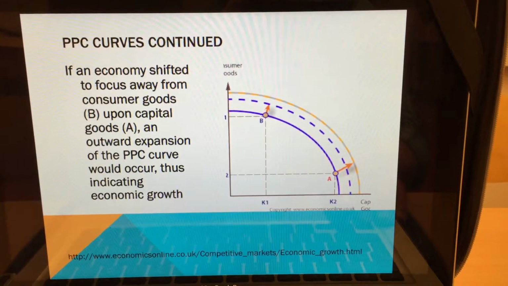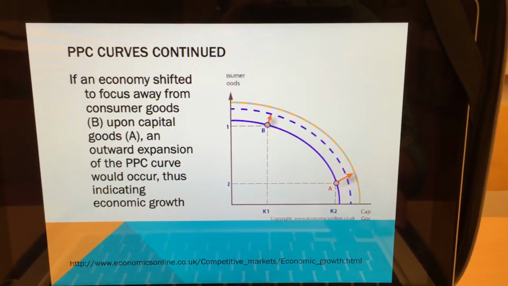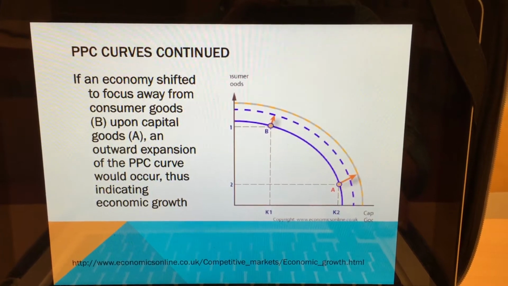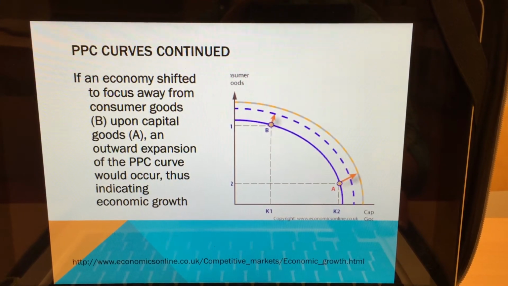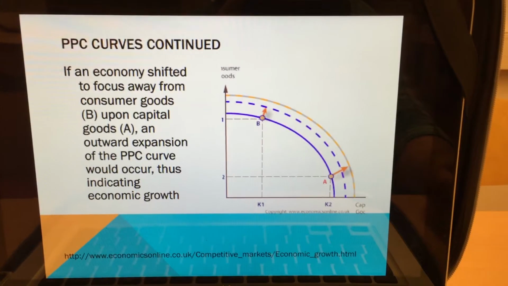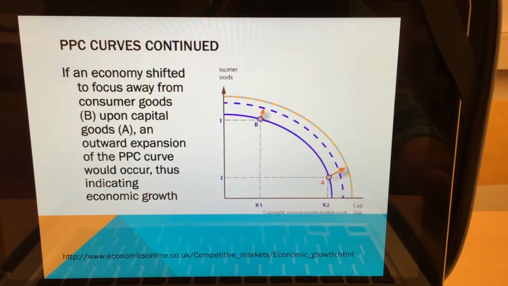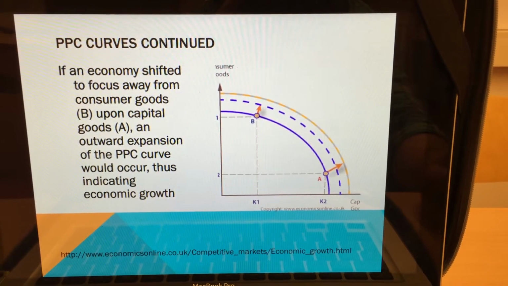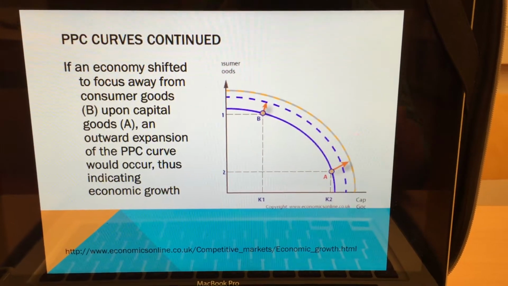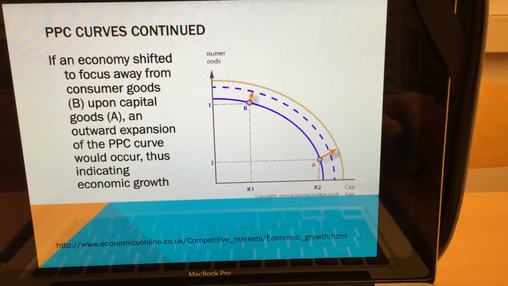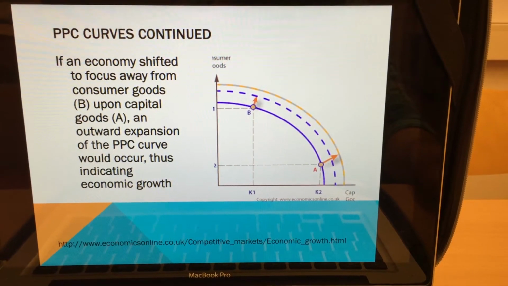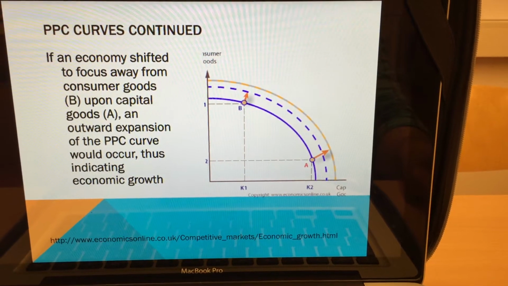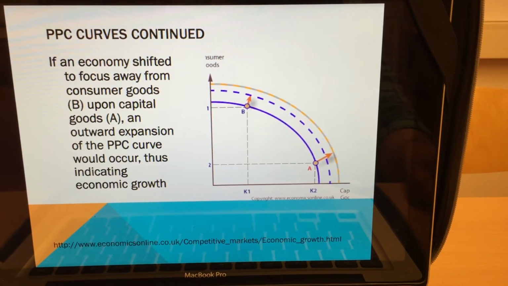If you look here, there's one other method regarding a PPF curve. If you look at any economy, there might be two different types of goods that we could produce with our PPF curve. Up here we have consumer goods, and down here we have capital goods. I know it's not labeled appropriately, but just note that the y-axis is consumer goods, the x-axis is capital goods.